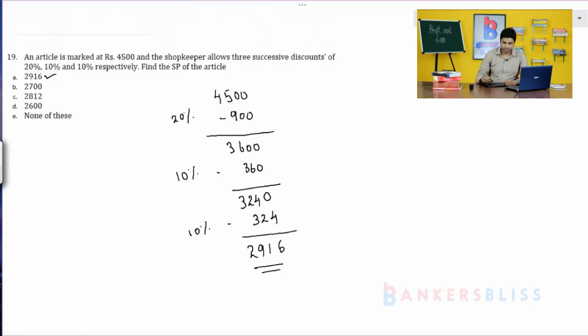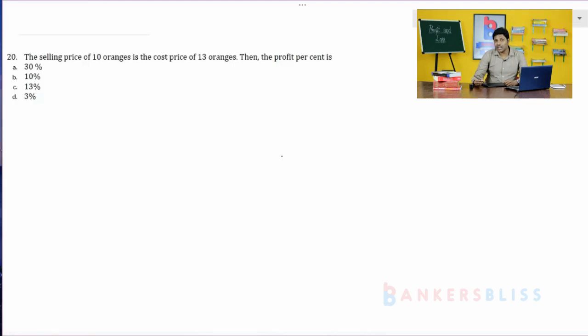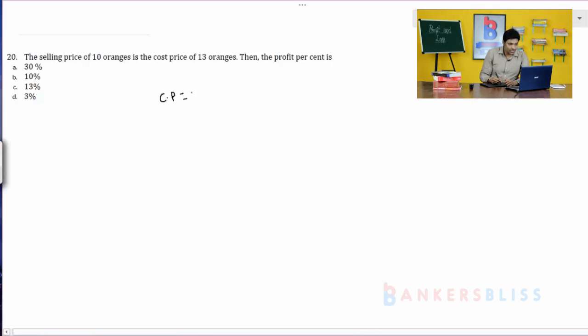Problem number 20. The selling price of 10 oranges is the cost price of 13 oranges. Then the profit percentage. So very similar problem. So these type of problems already we have solved. If you get these type of problems, what you have to do? You have to interchange the values. Okay, so selling price of 10 oranges, then cost price is equal to 10. Already I have told you how to solve in the previous problems. Okay, so cost price is equal to 10, selling price is equal to 13.